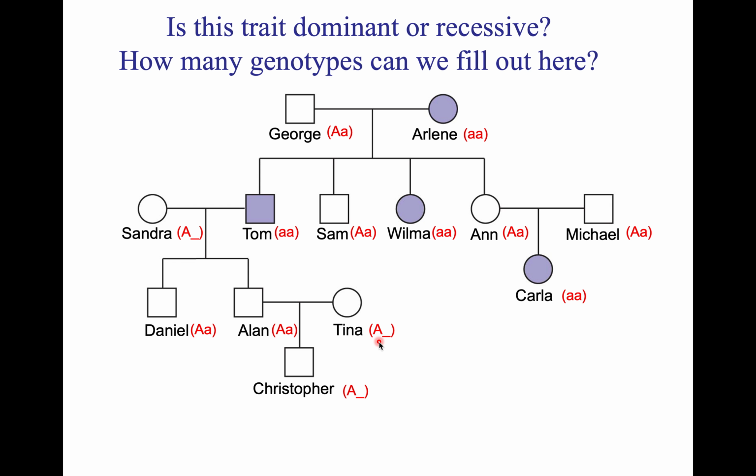If whatever this trait was that we're following was some serious genetic disease, these kinds of analyses could be really useful if you're a couple in this family trying to decide, what are the chances, if we have kids, that we might have an affected child with this particular disorder. So genetic counselors would do this kind of analysis and help advise couples in that regard. All right, I'm going to stop there.